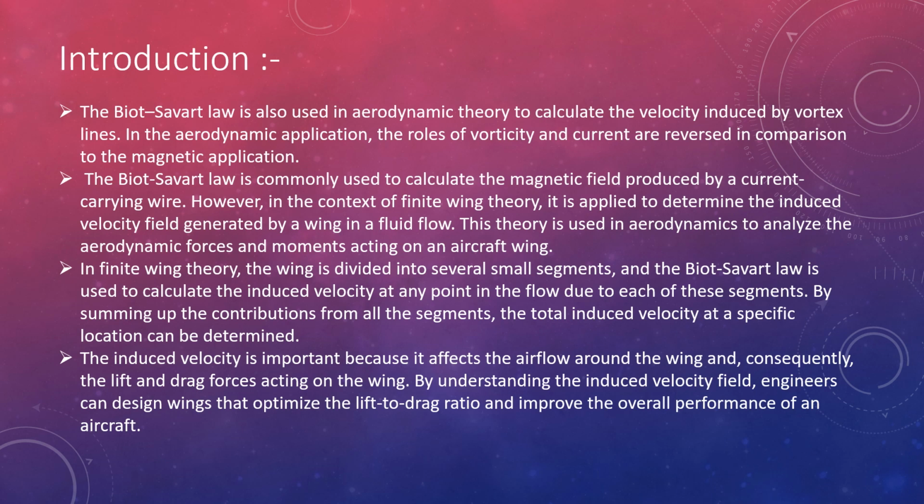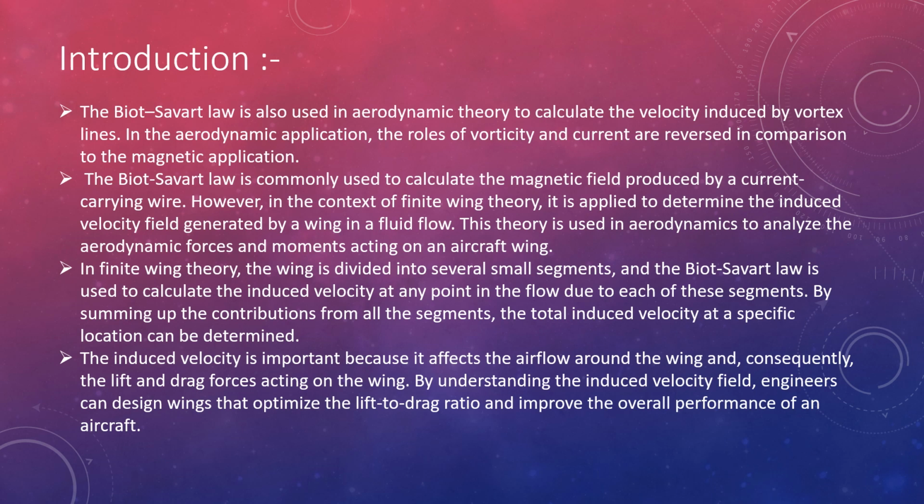In the context of finite wing theory, it applies to determine the induced velocity field generated by a wing in a fluid flow. The theory is used in aerodynamics to analyze the aerodynamic force and moment acting on an aircraft wing. In finite wing theory, the wing is divided into several small segments, and the Biot-Savart law is used to calculate the induced velocity at any point in the flow due to each of these segments.